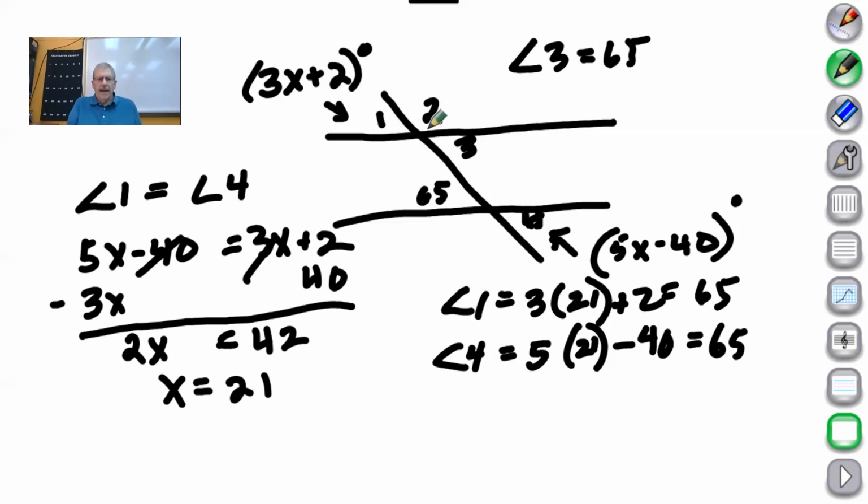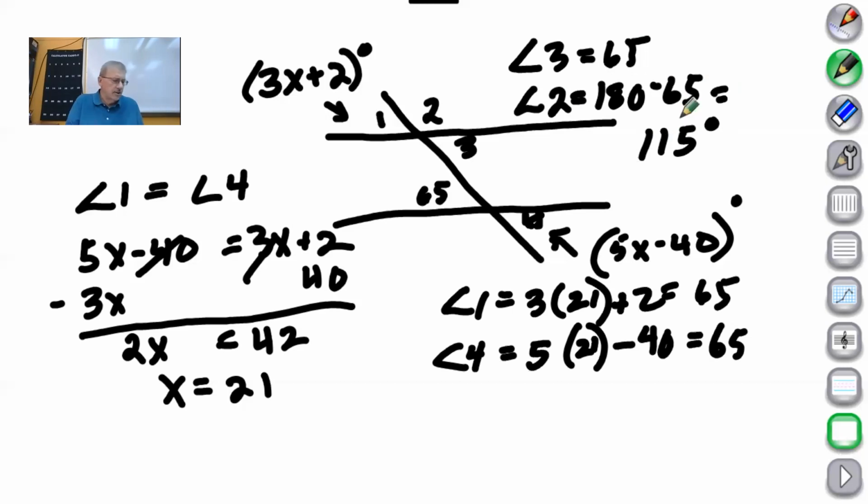So angle 2 is going to equal 180 minus 65. 5 from 10 is 5. 6 from 7 is 1. Should be 115 degrees. These two angles should add up to 115. And now we found all the angles.